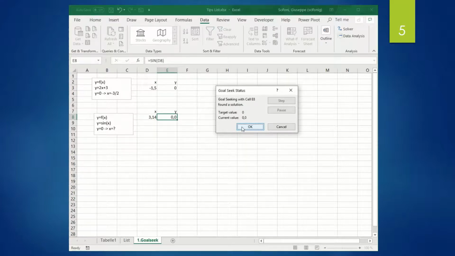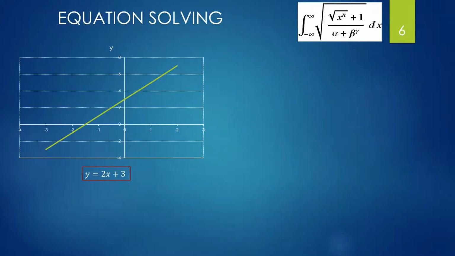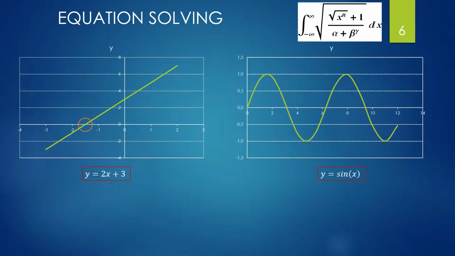It's also another solution. We resume here what we have calculated right now. In the first case, we have a line whose solution is unique, and in the second case, we have a sine whose solution is multiple. And as told, we need to find a starting value which is close to the solution we want to find.